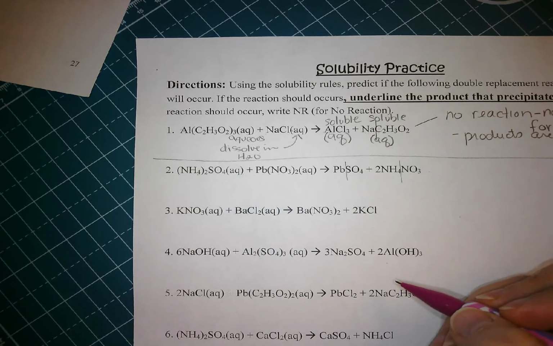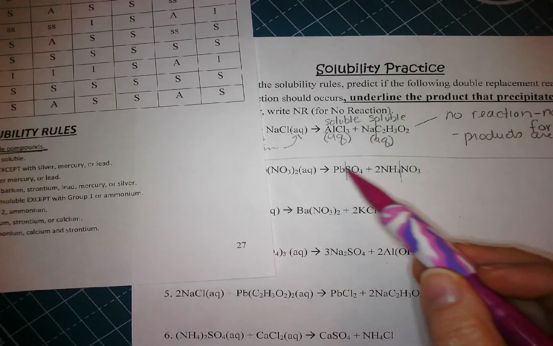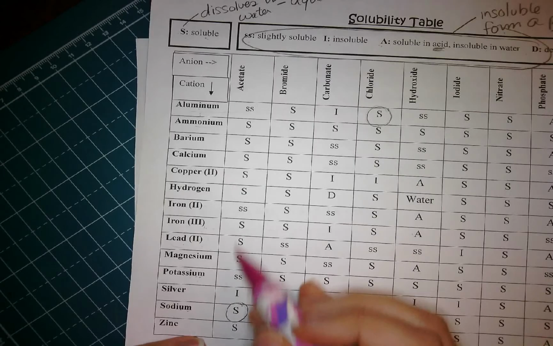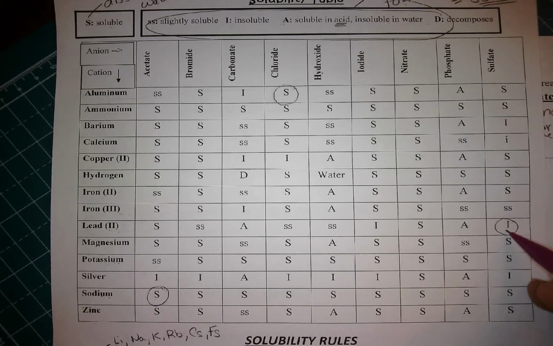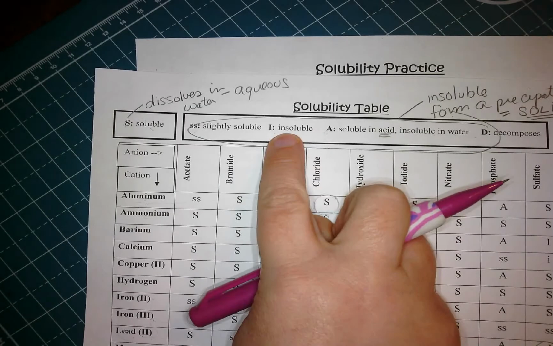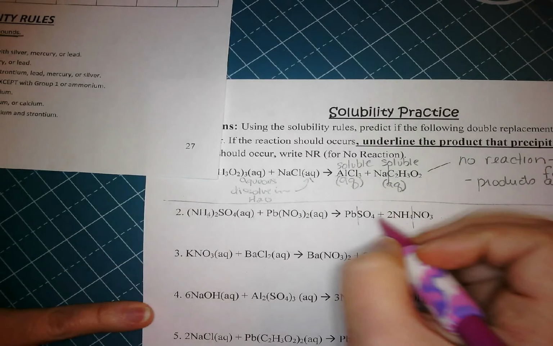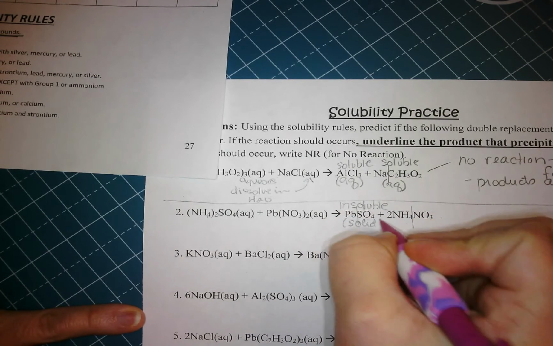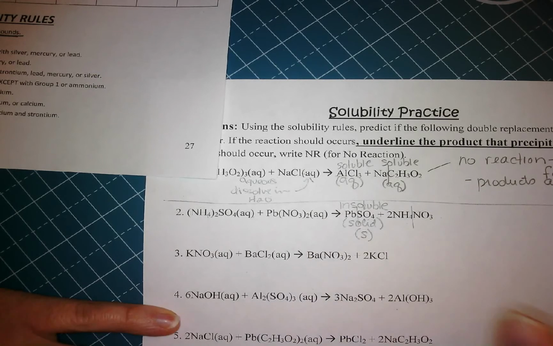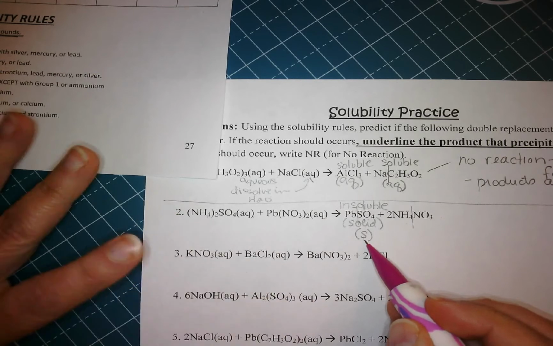Now I luck out here, there's only one lead. So I need lead sulfate. I've got my lead, and I'm going to go all the way over to sulfate. Oh, sorry, it's an I. If I look at I, it's insoluble. So this one is insoluble. It will form a solid. This S stands for solid in the chemical reaction. I need to be careful because there are S in the solubility table.